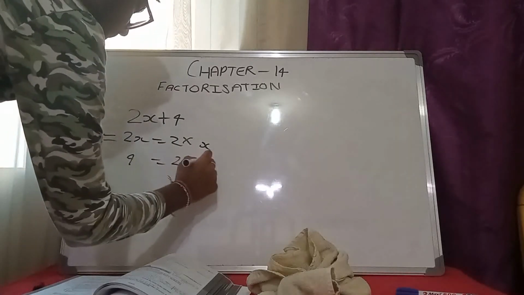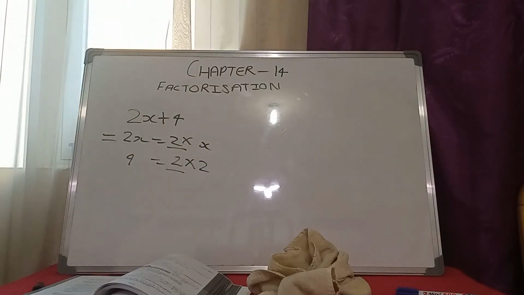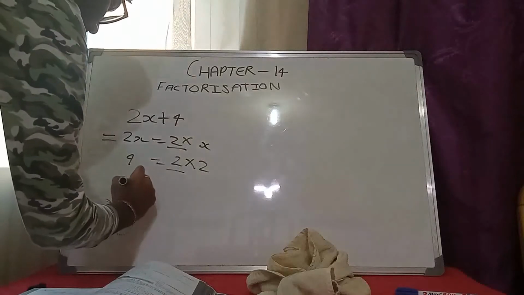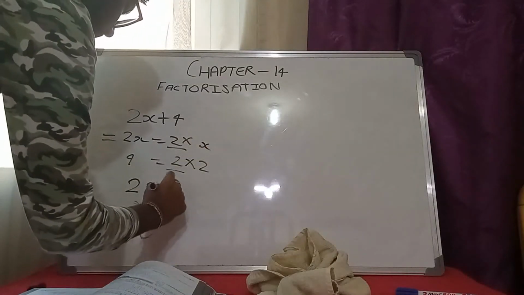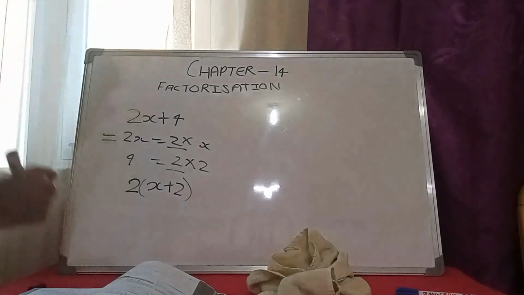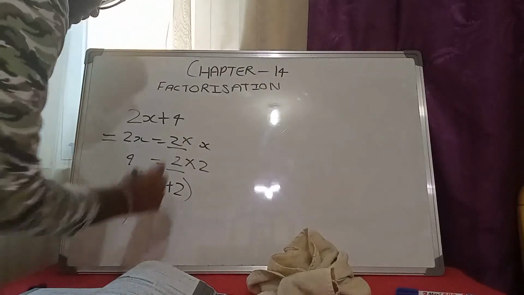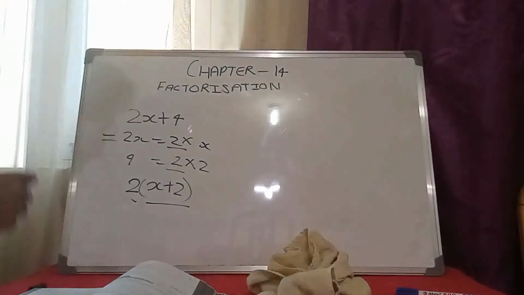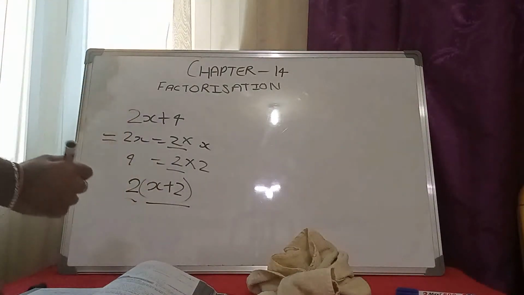So here we can see 2 and 2 are common, and as we have been learning from grade 6 with numbers, we can take the common factor 2 out, and then we put x plus 2. Now these two are the factors. So the factors of 2x plus 4 are 2 and x plus 2. This is how we find factors using the common factors method.